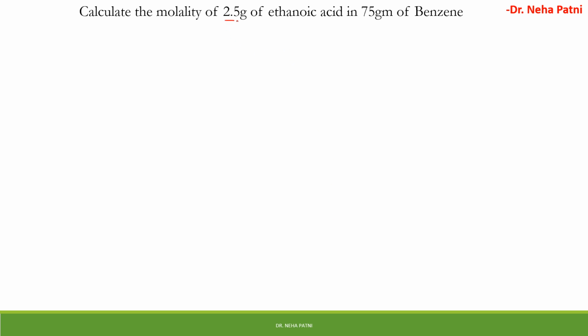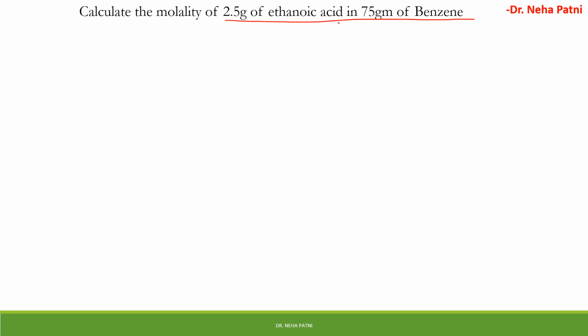Let us go ahead to one more question. Calculate the molality of 2.5 gram of ethanoic acid in 75 gram of benzene. So what do you want here? What is required in molality? Moles of solute or volume of solution? No. Mass of solvent in grams or kg?